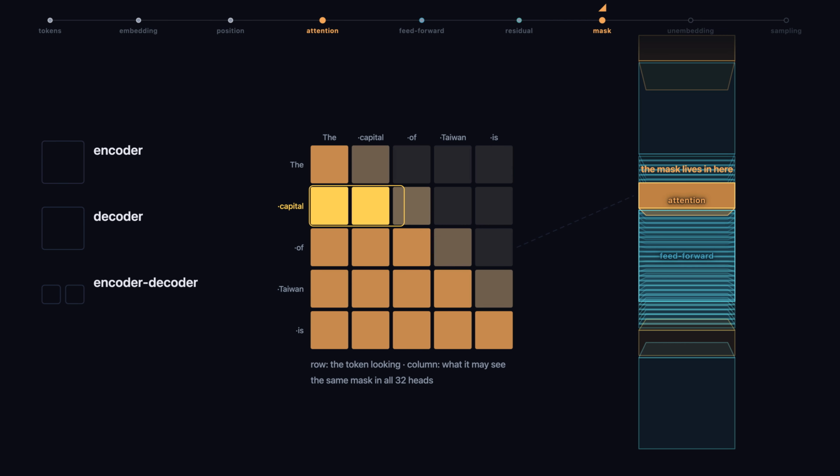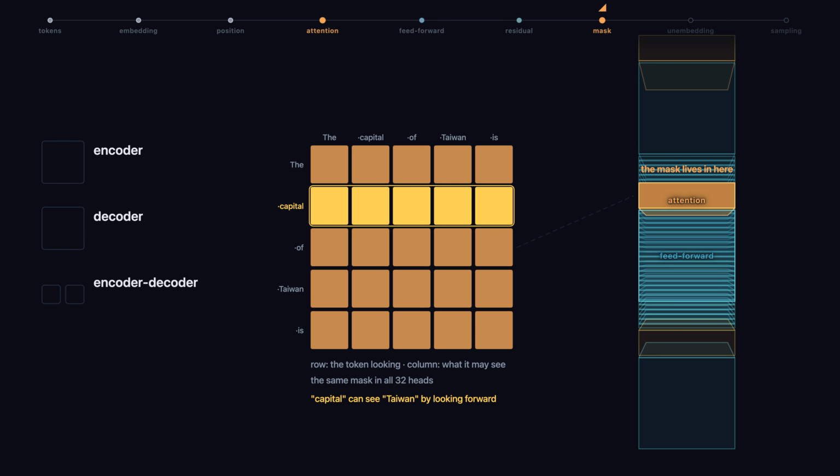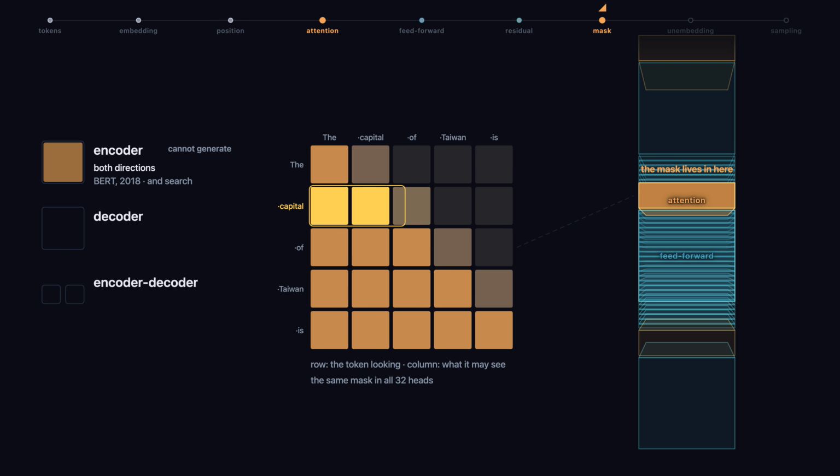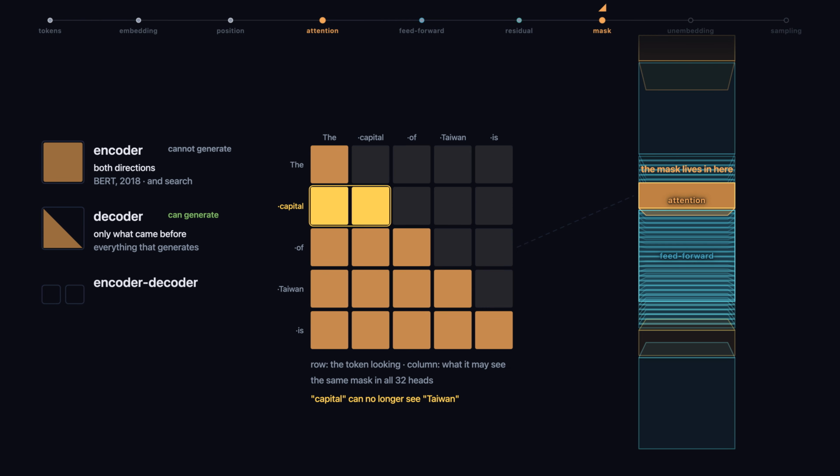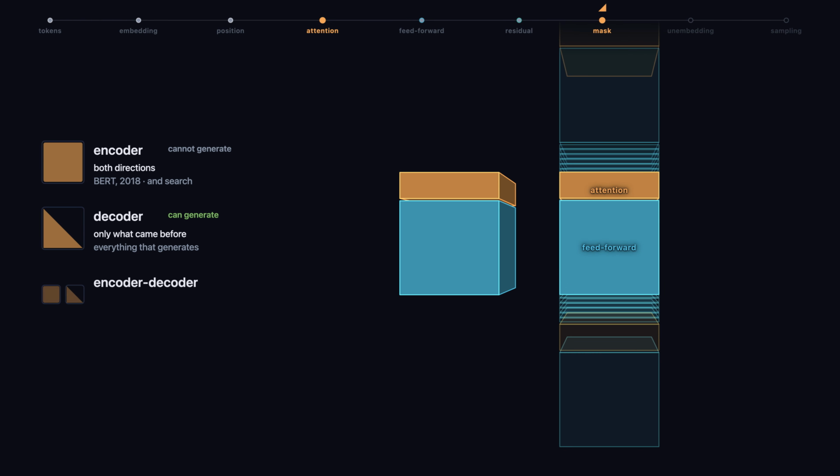Let the triangle go, and every token can see every other token in both directions. That is an encoder. It cannot generate, it has already seen the answer, but it produces a representation of a whole passage at once. BERT in 2018 was that. So is most of what quietly runs your search results. Keep the triangle, and each token sees only what came before. That is a decoder. It can generate, because predicting the next thing is the only job it was ever allowed to have. Bolt one to the other, an encoder for the input, a decoder for the output, with attention running between them, and you get the original 2017 transformer and T5 after it.